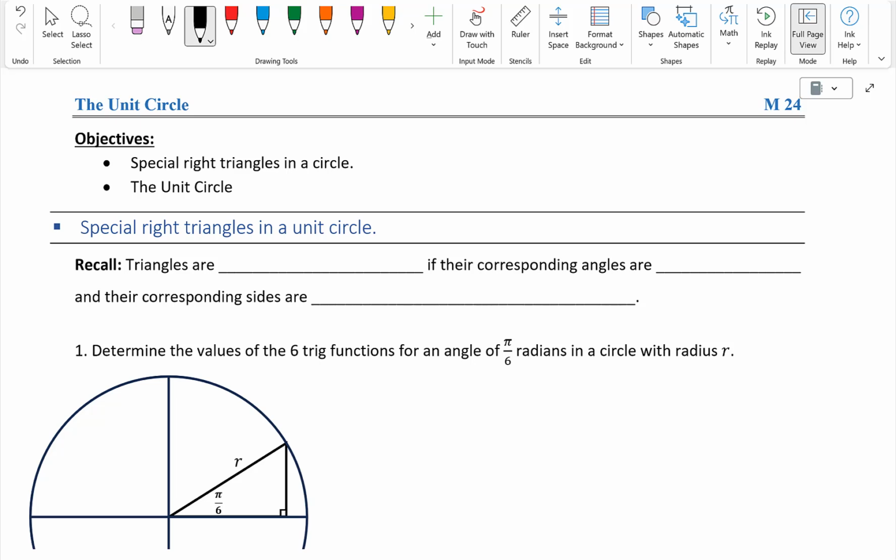Well, today we're getting our introduction to the unit circle. Our objectives include special right triangles in a circle and the unit circle, but that second one we'll actually do in class together. So we start with the special right triangles in a unit circle, and a recall.